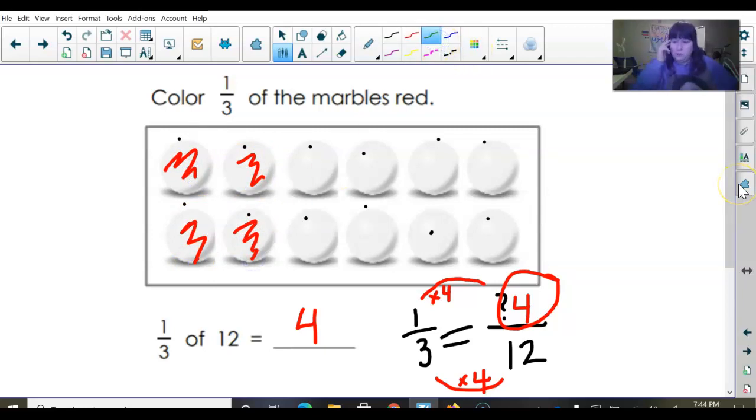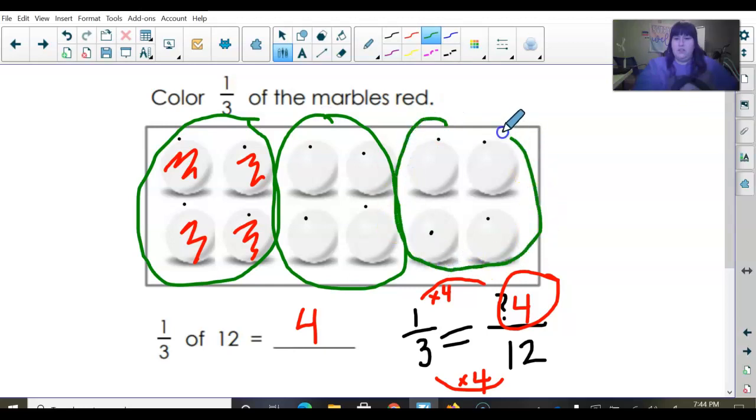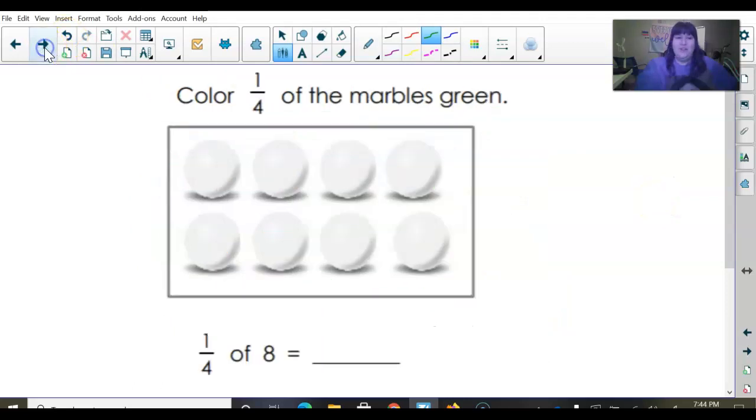If you're looking at groups, you're more visual, you can see if this is one group and this is 1/3, we should be able to make 2 more equal-sized groups. And we can. 1 out of 3. 1/3 of the 12 marbles.